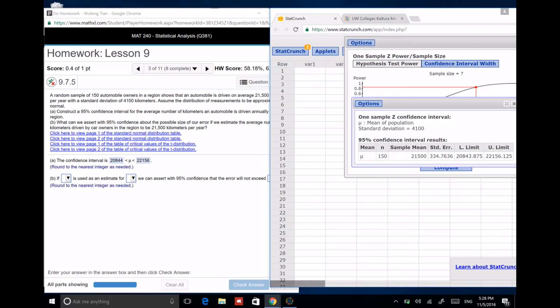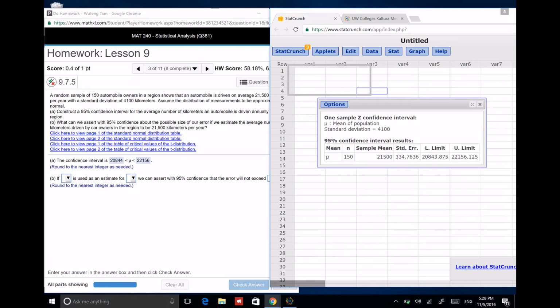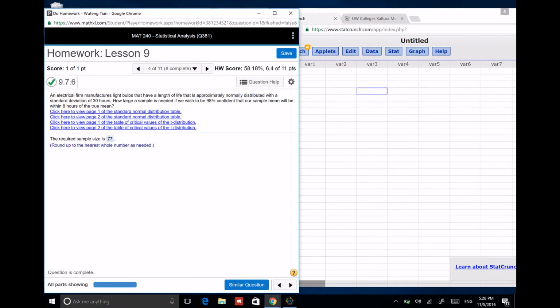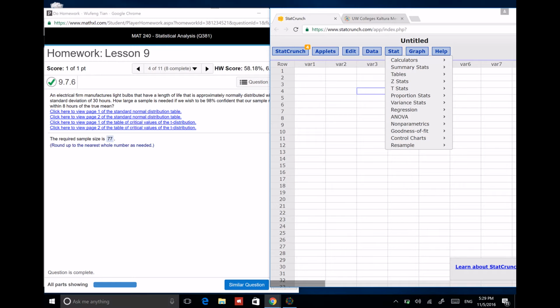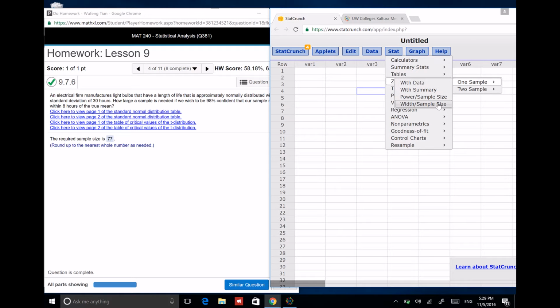All right, so what can we do next? The rest is the same as the previous questions. So number 4, sample size. You can still do that. This electric firm has a power life, a normal distribution with standard deviation 30 hours, and how large a sample? Okay, you choose stats, one sample, and sample size.